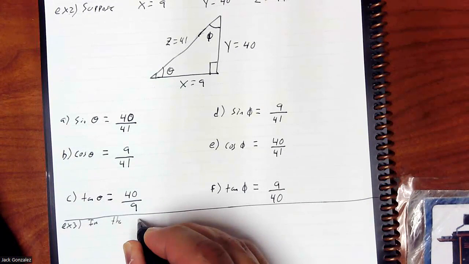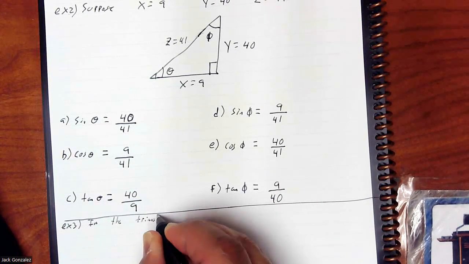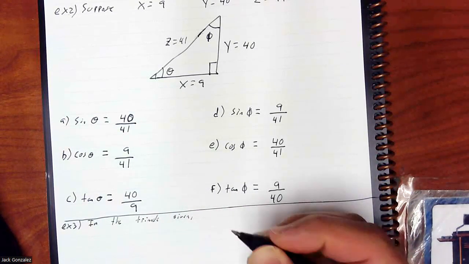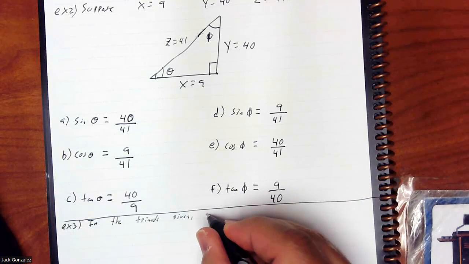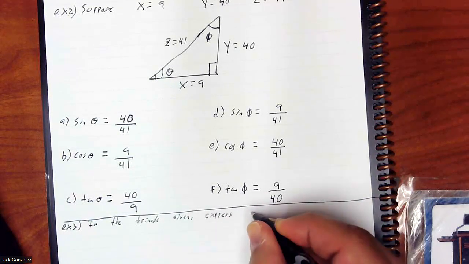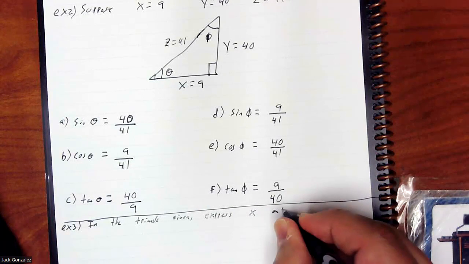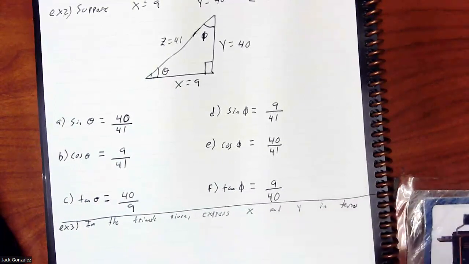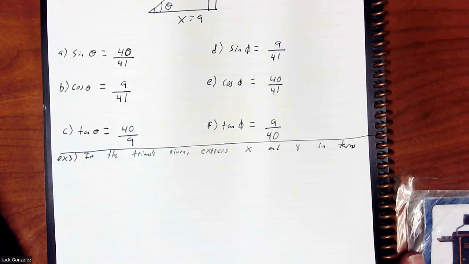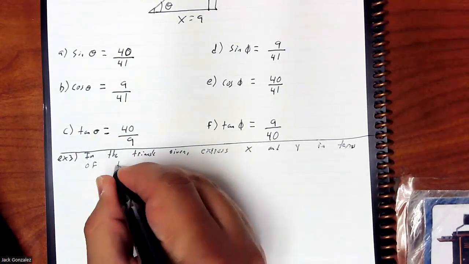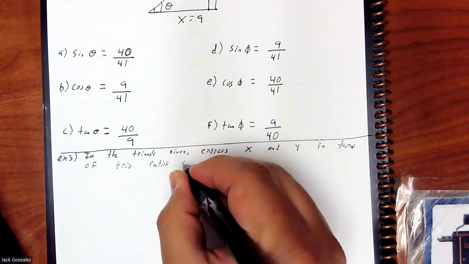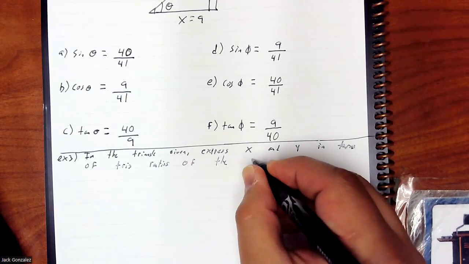So in the triangle given, express x and y in terms of trig ratios of the angle z.